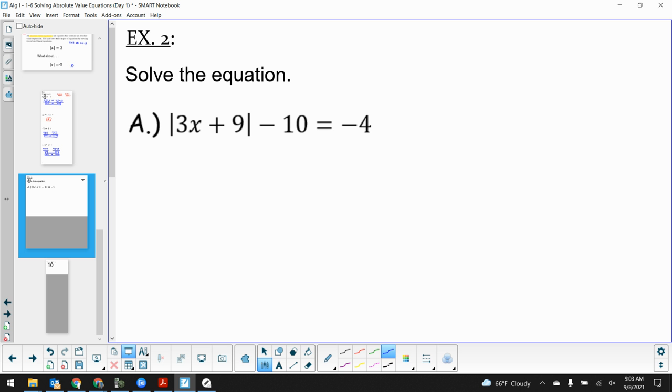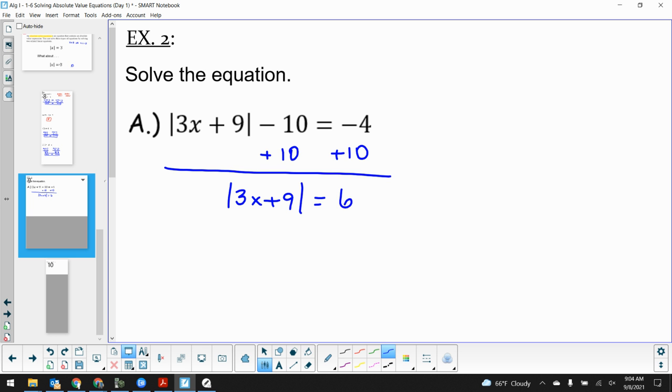Before we start writing, I want to ask you a question here. If this were just a big variable, how would I solve that equation? Add 10, right? The same rule is going to apply. Because I can't combine 9 and minus 10, right? That's a grouping symbol that I cannot break into. So to get everything to go to the other side, I'm going to add 10 to both sides. Then I will create my two solutions.